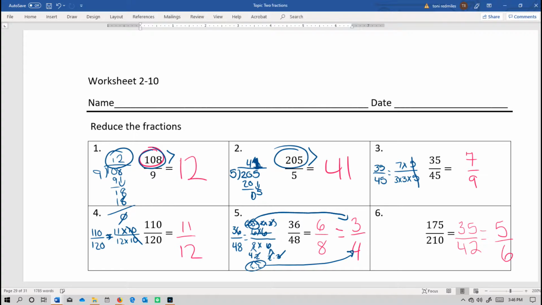These can be complicated. So 175 breaks down to 5 times 35. 35 turns out to be 5 times 7. 210 is 10 times 21, which is 3 times 7, which is 2 times 5. All right, these 5s can cancel. These 7s can cancel. I'm left with 5 on the top and 2 times 3, which is 6 on the bottom.